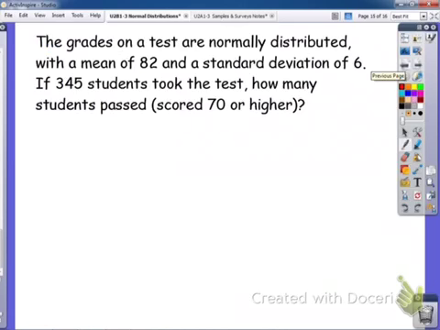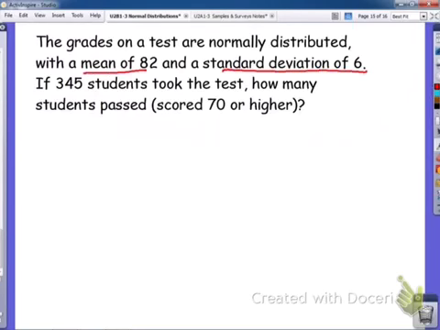The grades on a test are normally distributed with a mean of 82, standard deviation of 6. 345 students took the test. How many students passed? And that is scored 70 or higher. Okay? So everybody take a moment, draw the curve, figure out the percentages, figure out the number. I'm going to give you a few minutes, and if you're watching the video, I would suggest you pause it and come back to us after you've given it a shot.